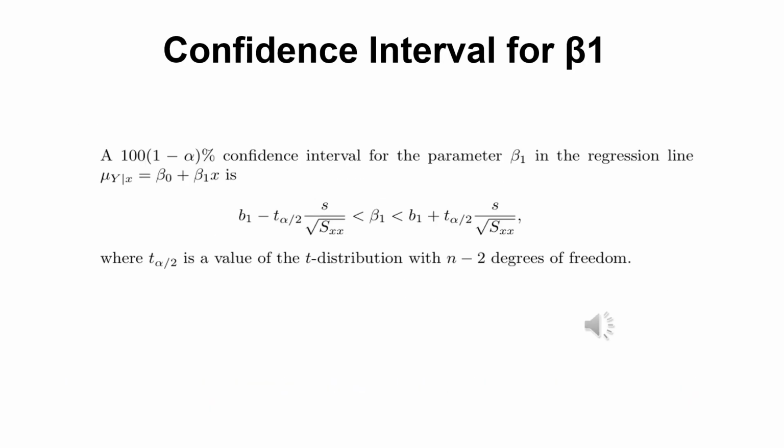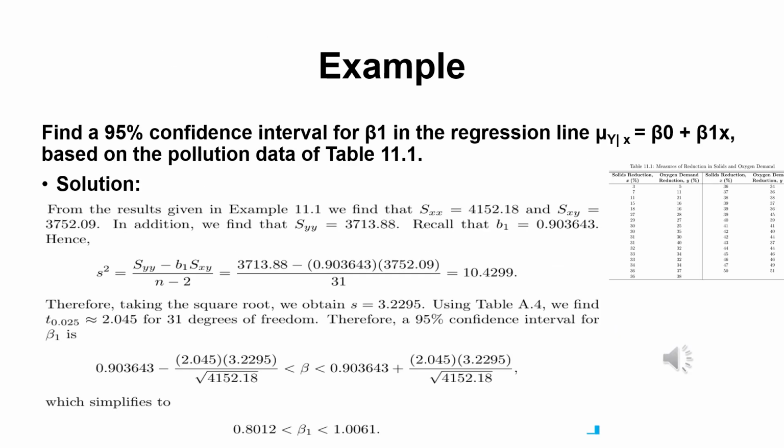Confidence interval for beta. A 100 times 1 minus alpha percent confidence interval for the true slope beta_1 is given by b plus or minus t_alpha/2 times the standard error of b. The standard error is s divided by the square root of S_xx. The critical value t_alpha/2 comes from the t-distribution with n-2 degrees of freedom. This interval gives a range of plausible values for the slope, capturing the true beta with 95% or 90% confidence, depending on alpha.